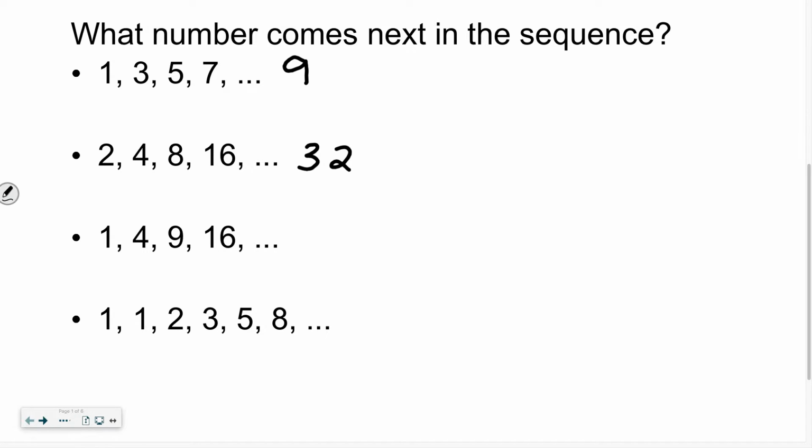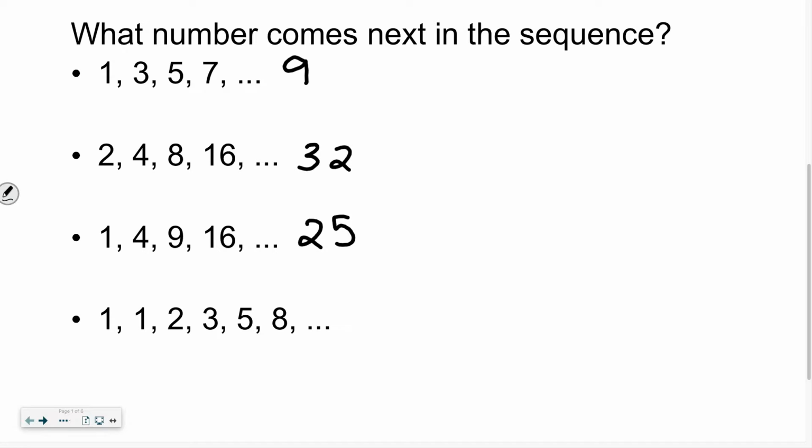Okay, did anybody get the next term for 1, 4, 9, 16? 25. Sierra? 25. And tell me how you thought about that pattern, because there's multiple ways to describe this one too. Okay, those are the perfect squares, right? 1 squared, 2 squared, 3 squared, 4 squared, 5 squared.